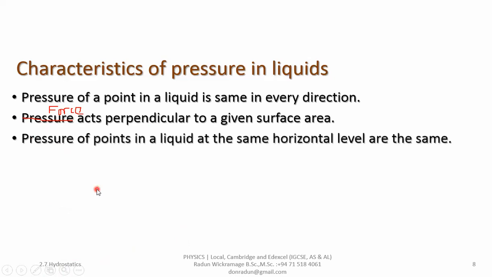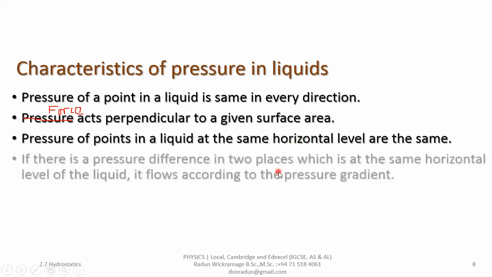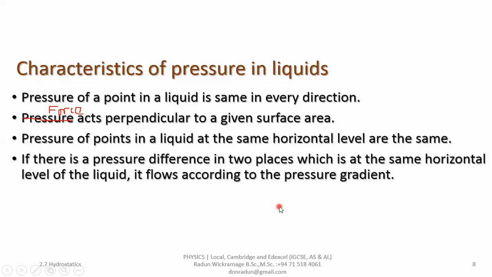Okay. Pressure at points in a liquid at the same horizontal level is the same. We have done an experiment before to prove that. If there is a pressure difference between two places at the same horizontal level of the liquid, it flows according to the pressure gradient. That means from high pressure to low pressure. Liquid flows from high pressure to low pressure. It is not from higher volume to lower volume, right?